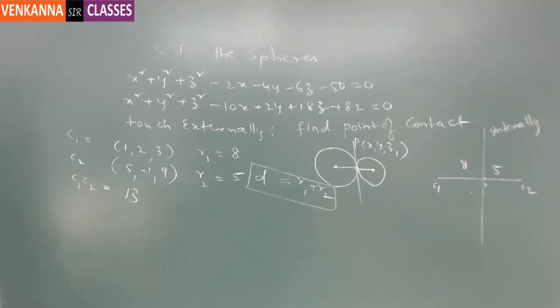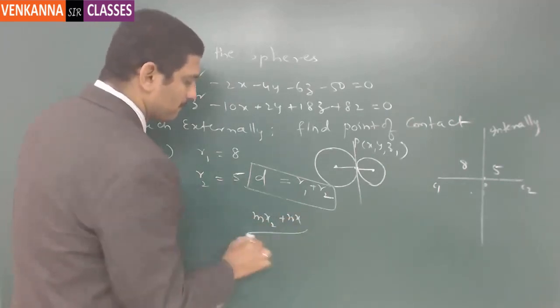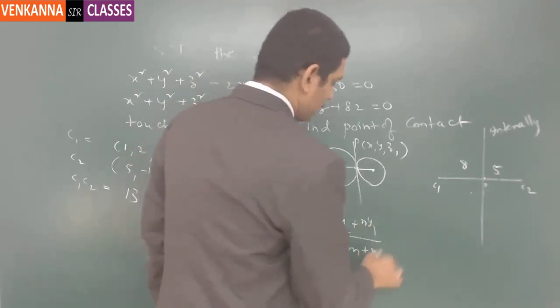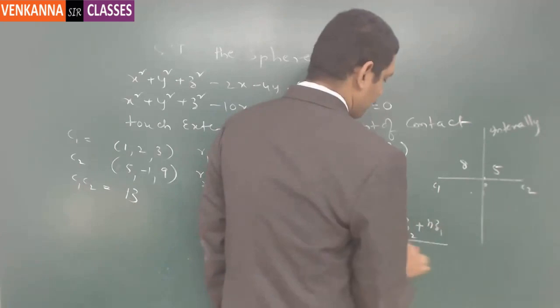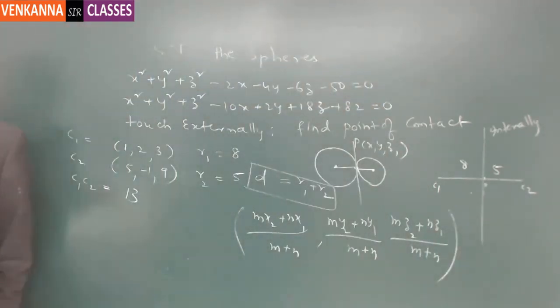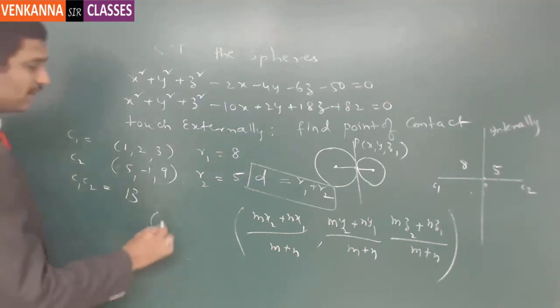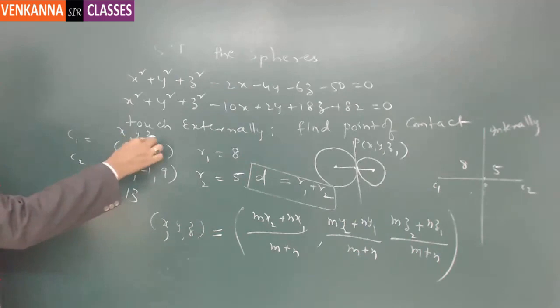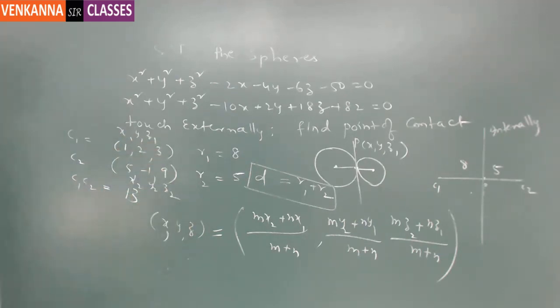So, whenever you know a point divides a line segment internally, you have the formula. So could you recollect the formula for finding the point of contact? Where, if you say that x1, y1, z1 or xyz is the point of contact, then this is one center, x1, y1, z1, this is the other center, x2, y2, z2. Applying the ratio m:n equal to 8:5, you will get the point of contact. Please check that.